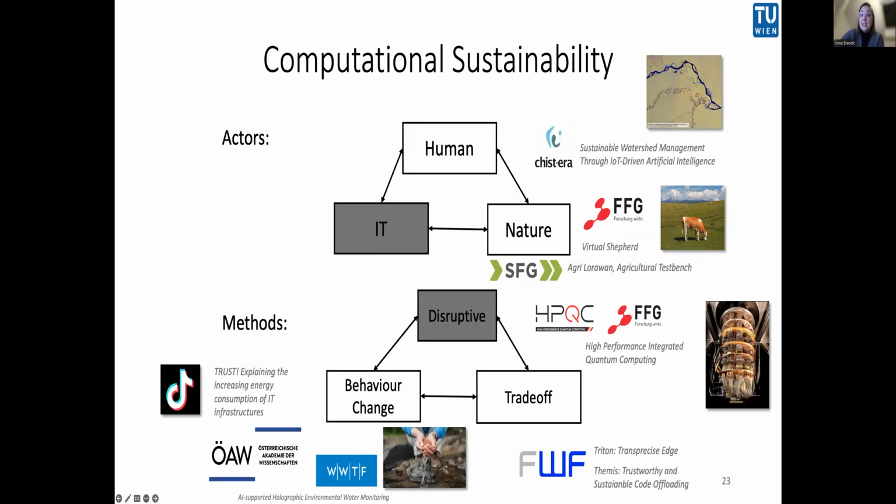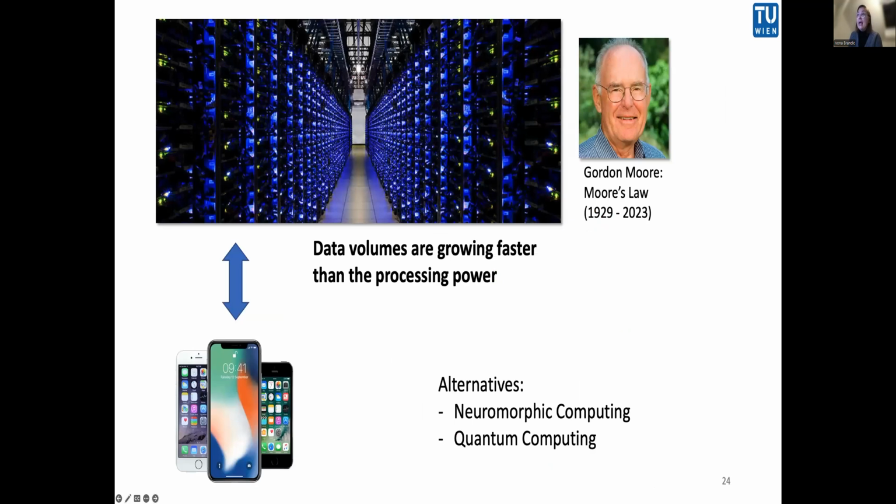Now, I would like to give you some ideas about the disruptive methods that we might have in computer science. And one of the most disruptive methods that we have nowadays is the utilization of non-von Neumann architectures. Our data volumes are growing faster than the processing power. That's also what I have shown you in one of my first slides. And all the laws that I have learned as a student, like Moore's law, that our computational power is increasing every 18 months, don't hold anymore. So we have to look for alternatives. And one of the alternatives is going beyond von Neumann architecture.